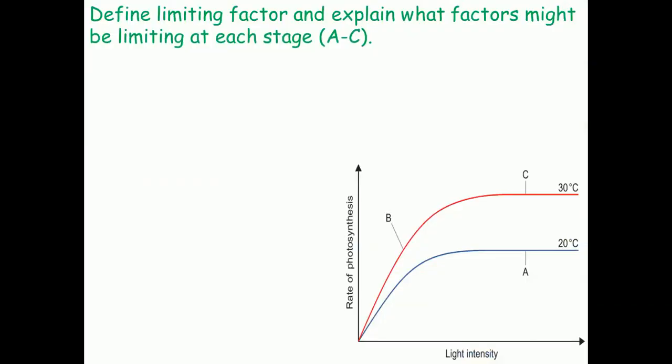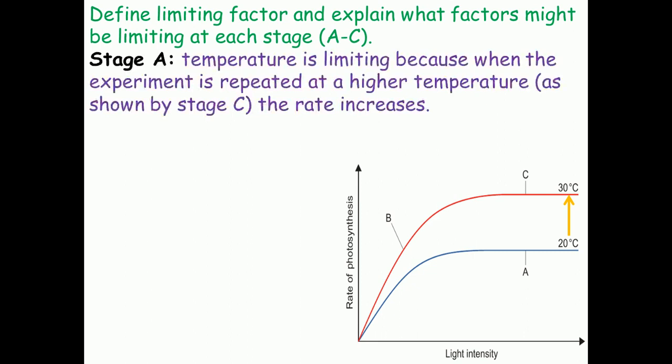So define limiting factor and explain what factors might be limiting at each stage. So this is an example of an exam question. We know limiting factors are factors that limit the rate of photosynthesis. So at A, you'll notice that there's 20 degrees Celsius. If you increase it to 30 degrees Celsius, the rate of photosynthesis is higher. So therefore, the limiting factor at A must be temperature, because at high temperature, the rate of photosynthesis was higher.